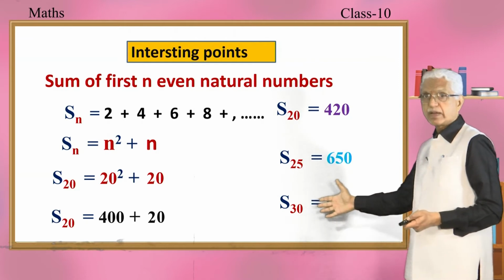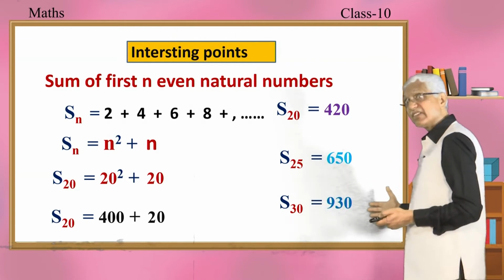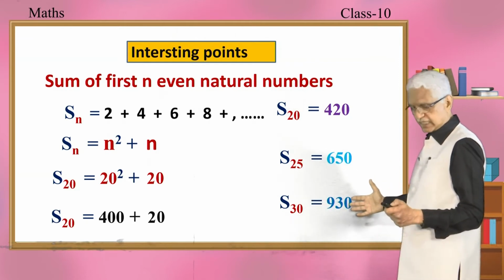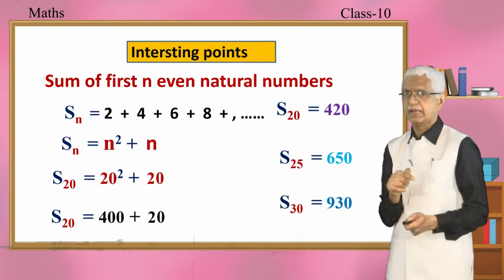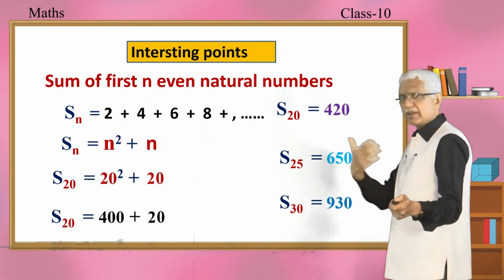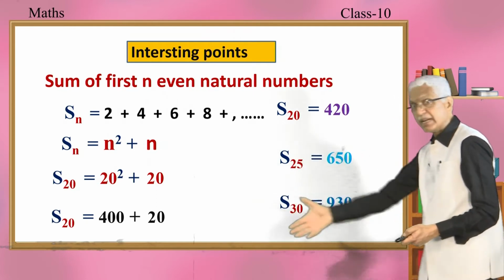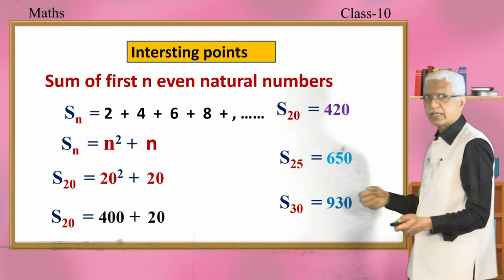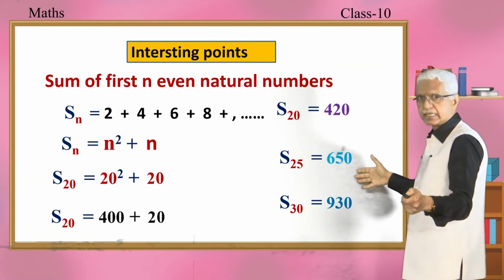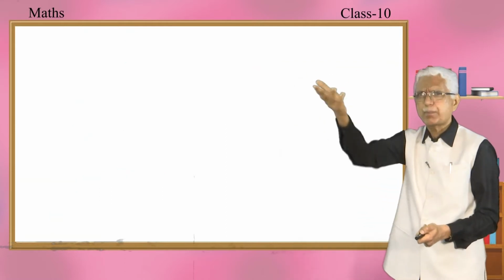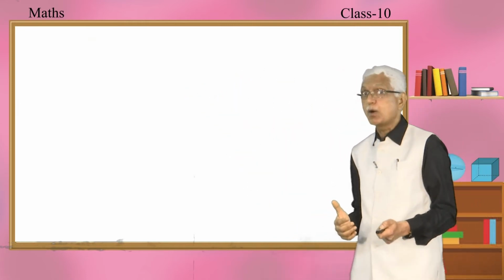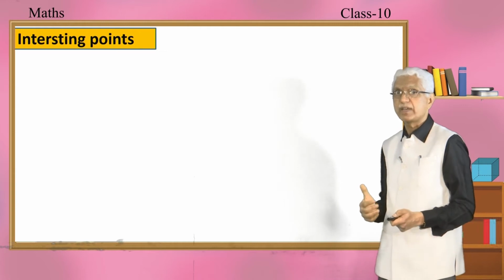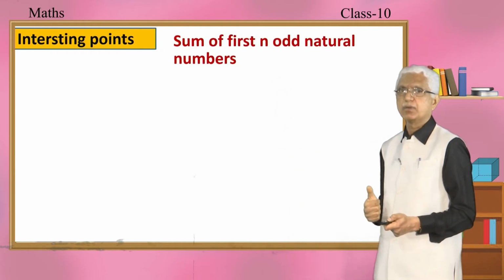Next, you want to find the sum of the first 30 even natural numbers. Yes, 30. 30 square plus 30, they have already given you the formula. Probably we will see in a couple of minutes how we got that formula. The answer is 930, that is 30 square plus 30, 30 square is 900, 900 plus 30 is 930. Probably now we will be observing how we got that formula.